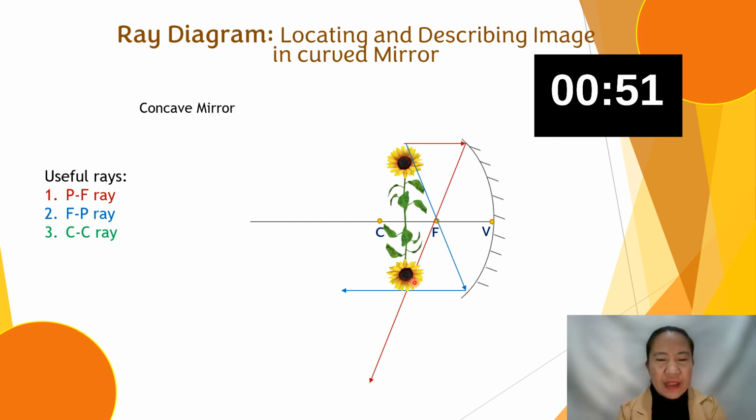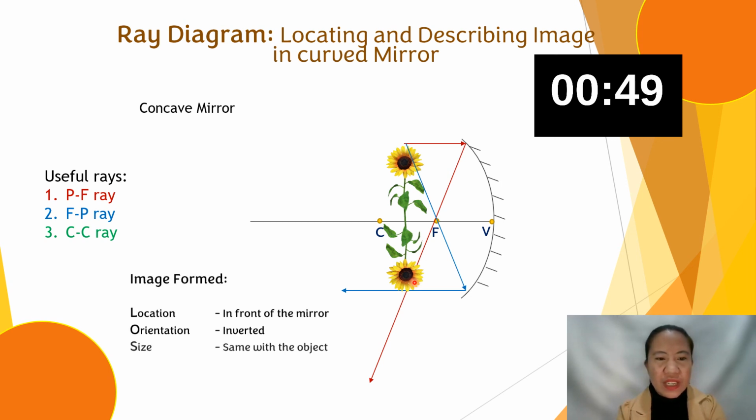Okay, let us describe this image. So, location niya, it is in front of the mirror. Orientation niya is inverted kasi nasa baba siya na ating principal axis. Size, it has the same size with our object. And it is real kasi the light rays are actually intersecting at this certain point. Okay, nakuha na ninyo?